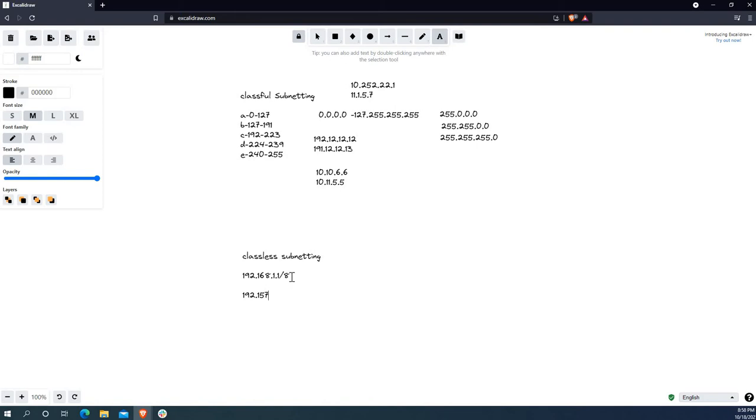And then 192.168.1.1/16. And so this will be 255.255.0.0 because 16 bits are turned on. And the same idea goes for 192.168.1.1/24. It will be 255.255.255.0 because all 24 bits are turned on.